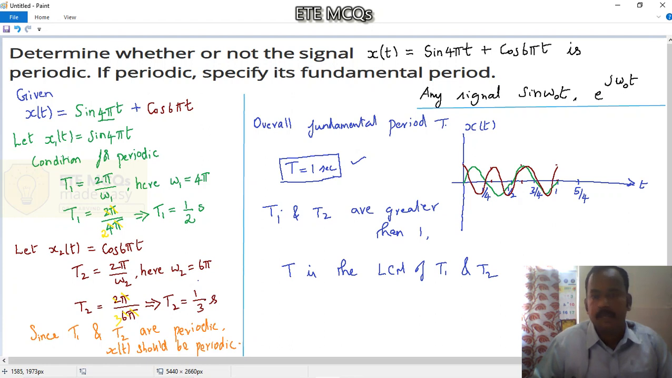Just by making use of your common sense, you can notice that in 2 cycles, the first signal reaches 1, and in 3 cycles, the second signal reaches 1. This is the place where both the signals again have a common point, and from here the next overall period starts. Hence the fundamental period is 1.